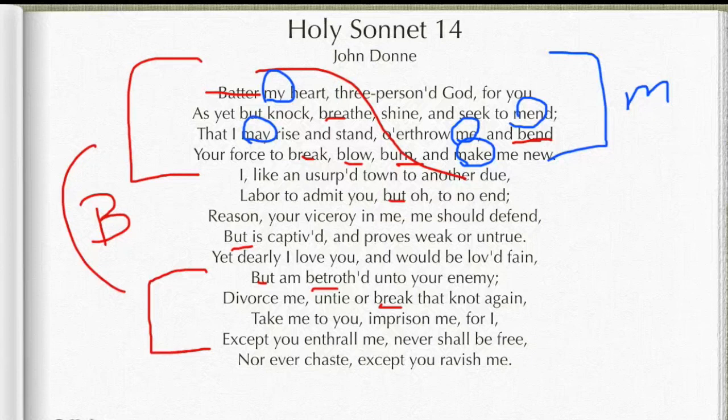So let's keep going with that M sound. "Labor to admit you, but oh, to no end. Reason, your viceroy in me, me should defend, but is captived and proves weak or untrue." Let's see. Betrothed, you divorce me. Again, divorce, that's a hard word. "Divorce me, untie or break that knot again. Take me to you, imprison me, for I, except you enthrall me, never shall be free, nor ever chaste, except you ravish me."